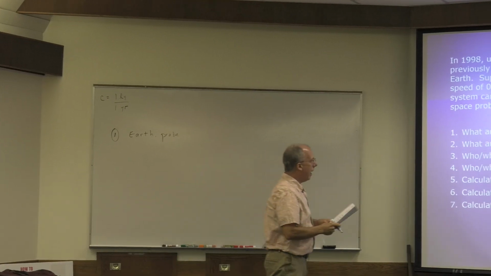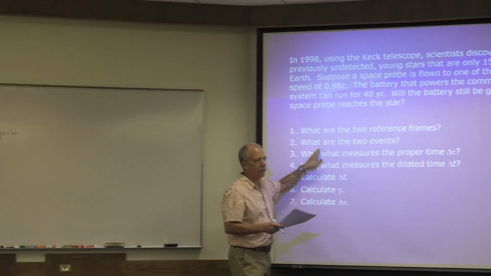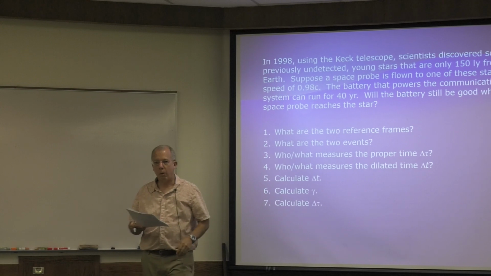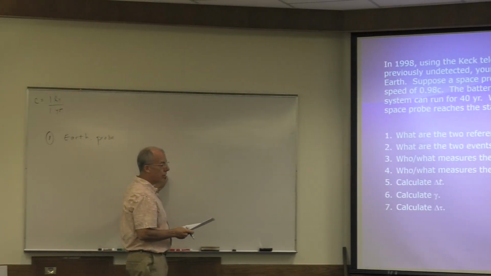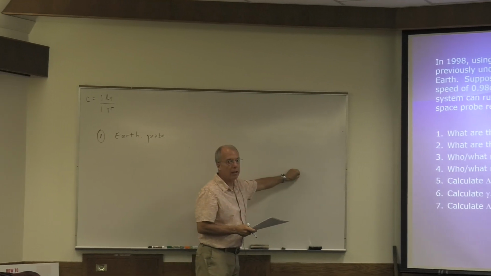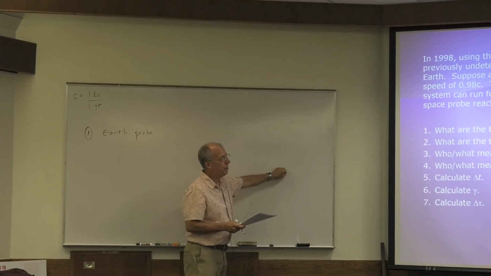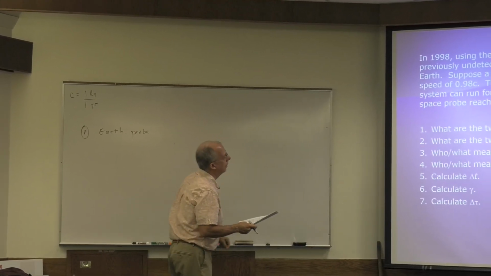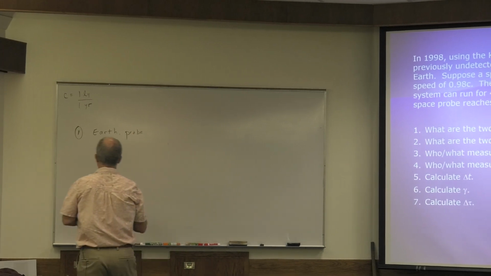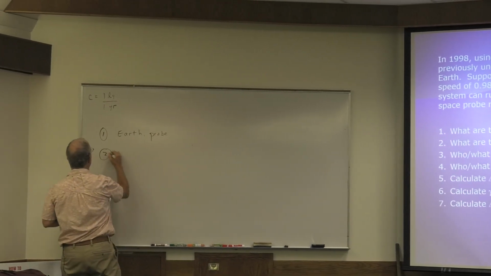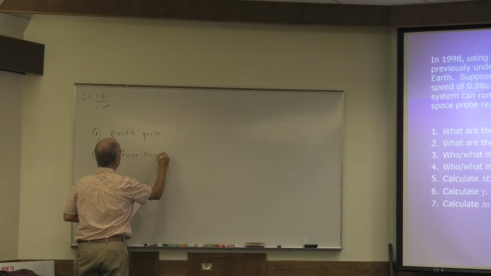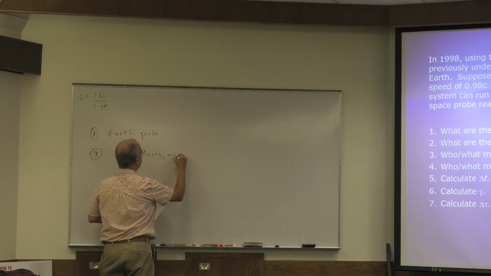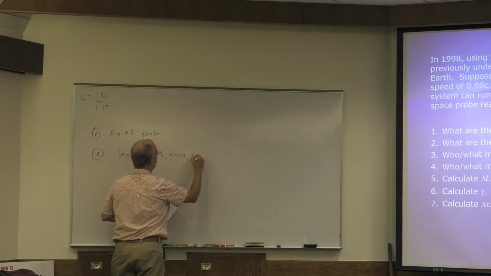Okay, now, what are the two events? Well, hopefully you understand that the first event is when the probe leaves Earth. The second event is when the probe reaches the star. So the events are: leave Earth and arrive near star.